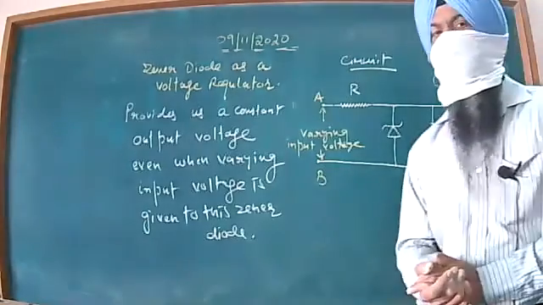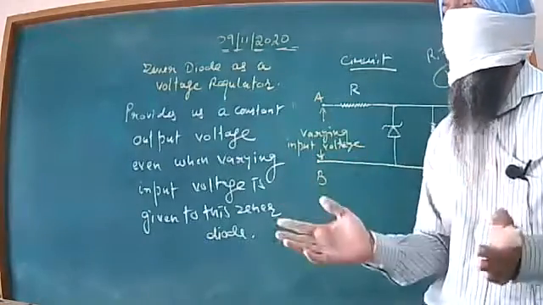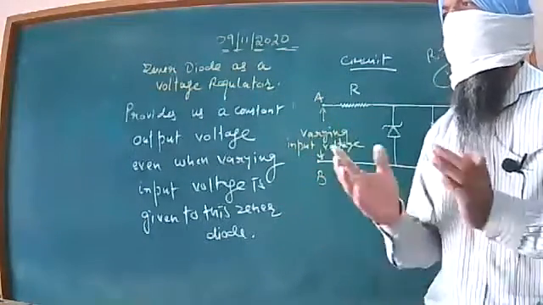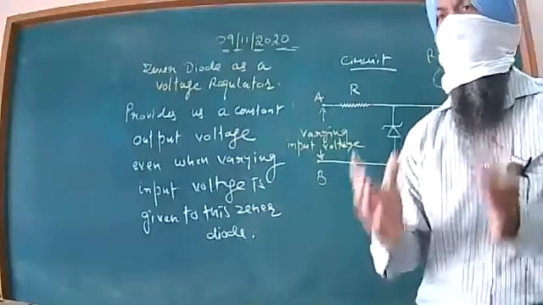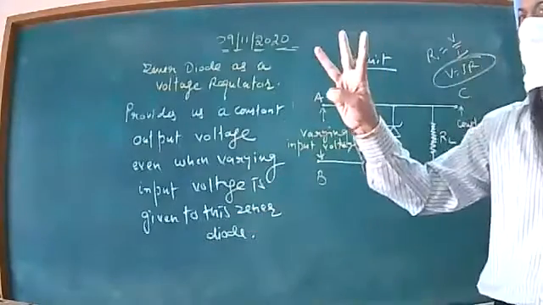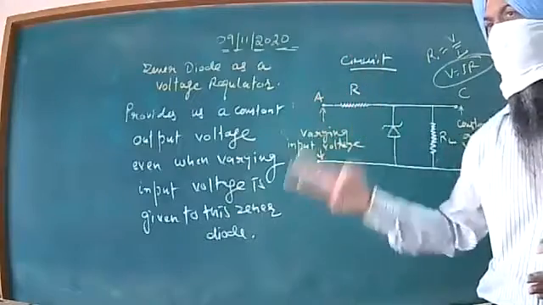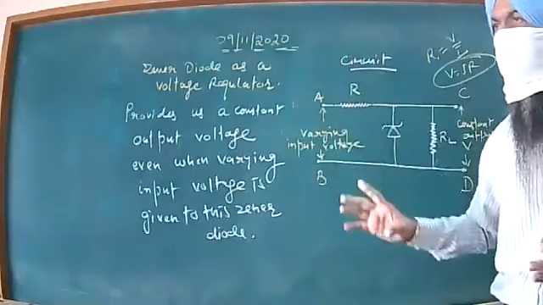Keep two or three things always in mind. It is always operated in the reverse breakdown region. It is heavily doped in comparison to our simple PN junction diode. And third is regarding its use, that it is always used as a voltage regulator.